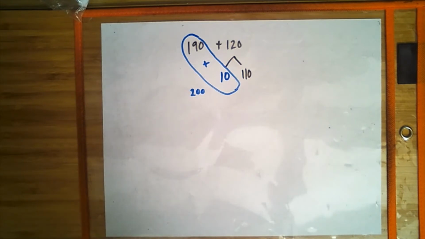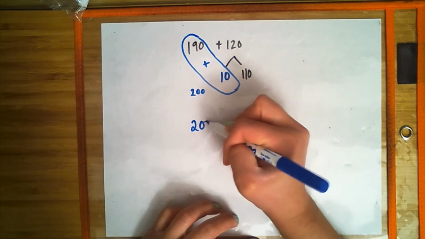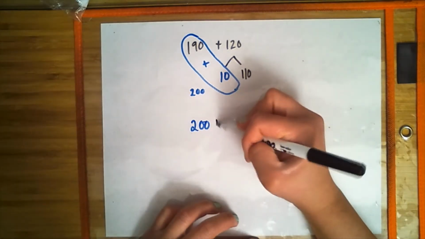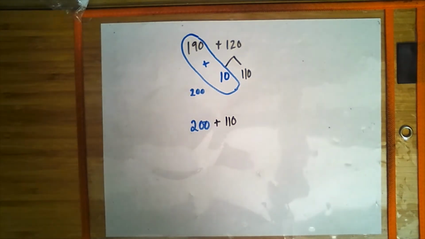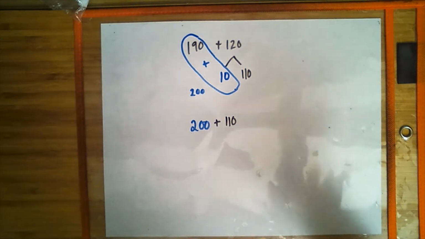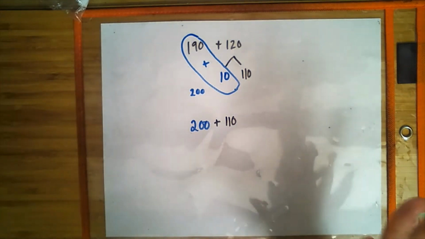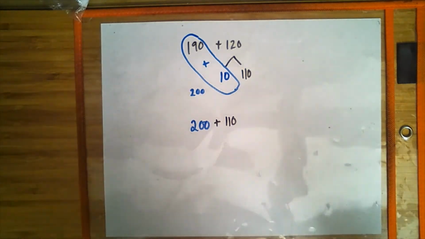What is our new addition problem now? Our new addition problem is 200 plus 110. Talk with a family member or a friend about what you think this number sentence equals, or what the solution of this number sentence is. And then we will talk about it together as a team.